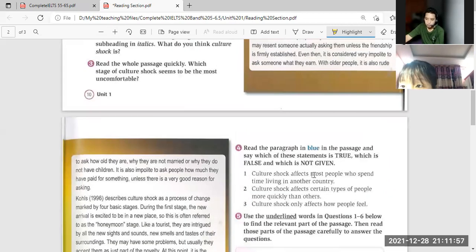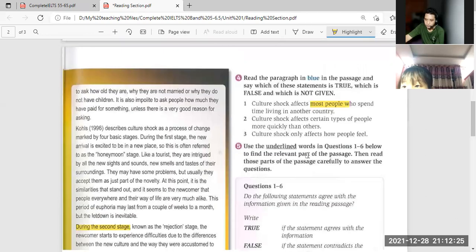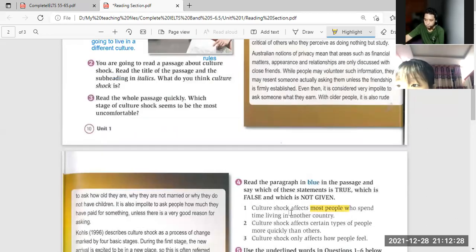Not given? Okay, culture shock affects most people. Most people has the similarity with almost everyone. Almost everyone is the same as most people. Who studies, lives or works abroad has problems adjusting to a new culture. This response is referred to as culture shock. And let's read here. Culture shock affects most people who spend time living in another country. So the answer should be true, false, or not given.